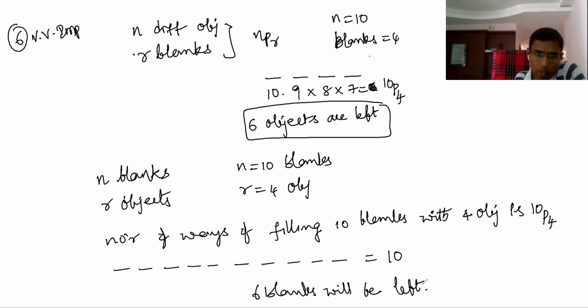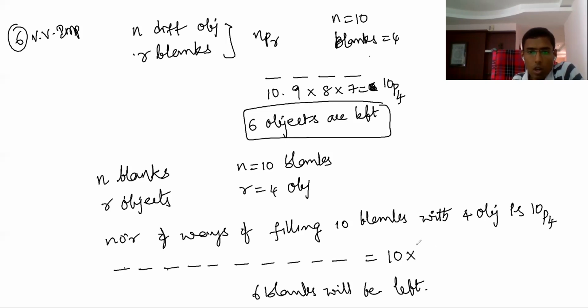Understand the process properly. The number of ways of filling 10 blanks with 4 objects: I have to take an object and fill it in any one of the 10 blanks. That means 10 ways. You may put it here or here or here. So in 10 blanks, one object, how many ways can you put it? 10 ways. Yes or no? You may put it in the first blank or second or third or fourth, 10 ways.